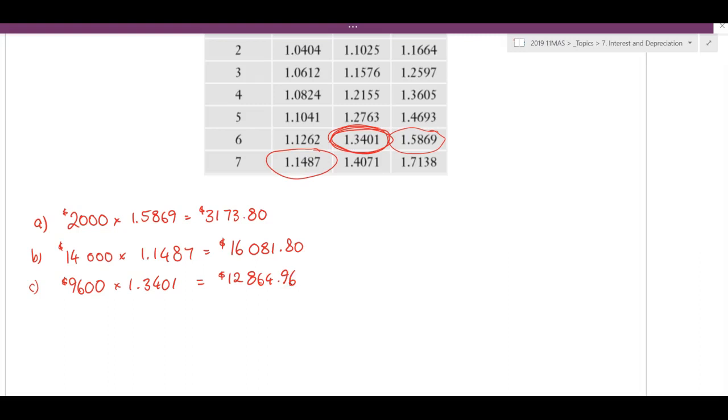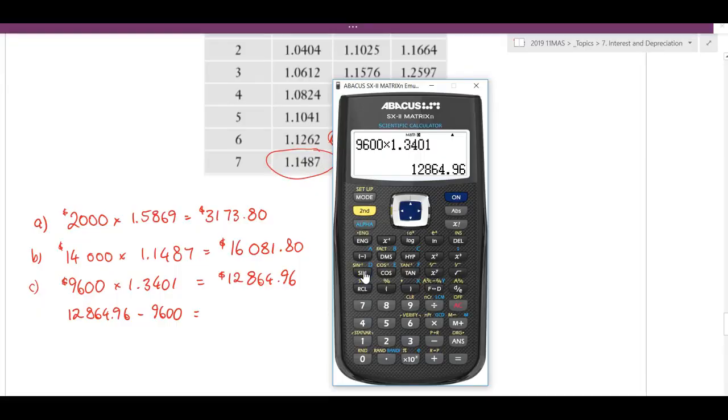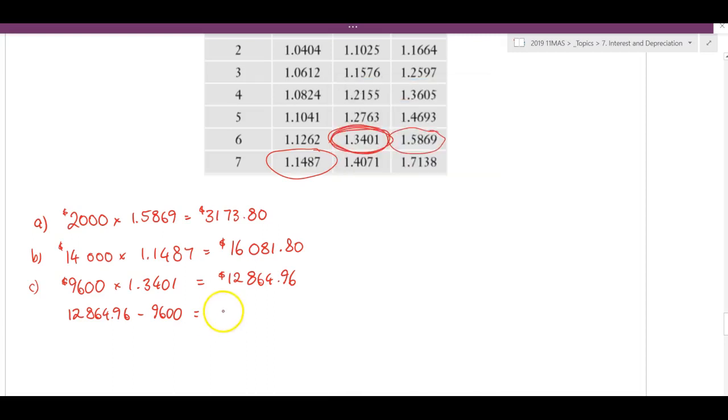I want to know how much interest was earned, so I need to subtract the 9,600. 12,864.96 minus the 9,600. This tells me by how much it grew. So there's my previous answer, minus the 9,600, and I get $3,264.96. Interesting set of numbers there. But anyway, that's how much interest was earned. $3,264.96.